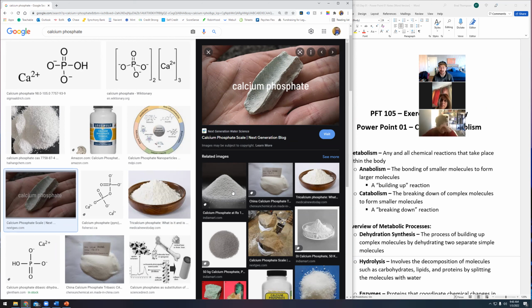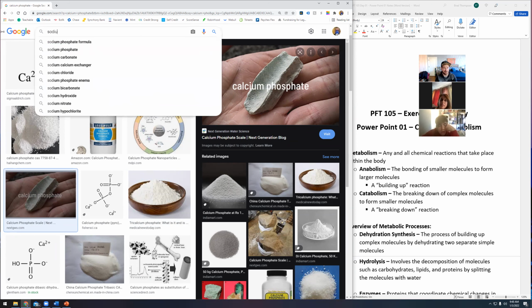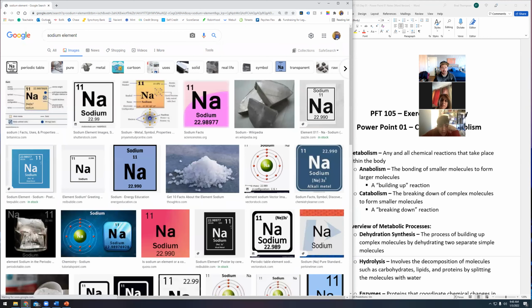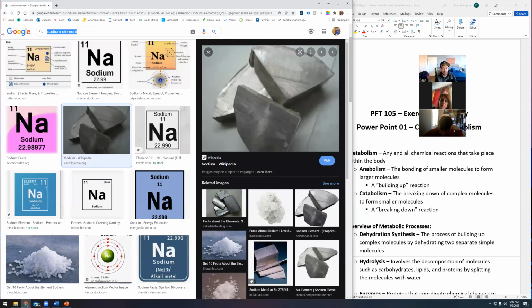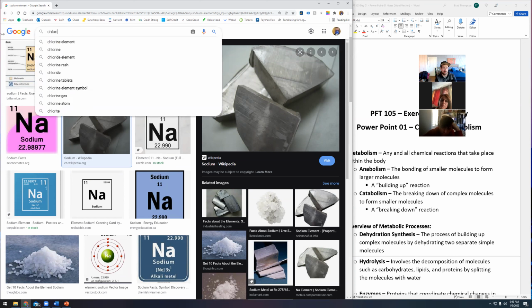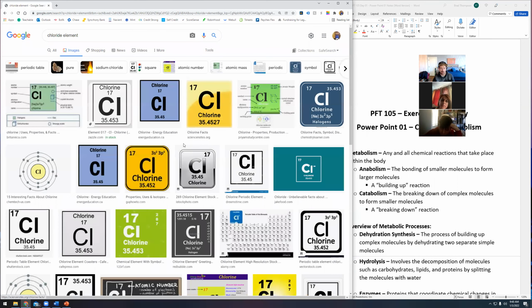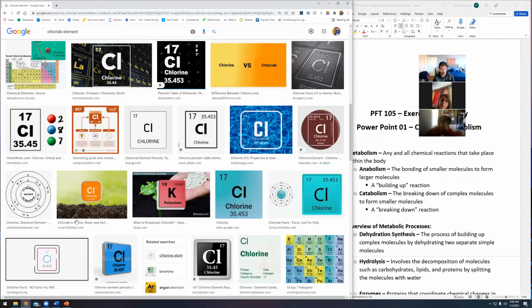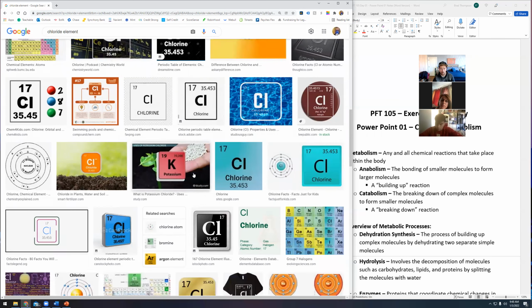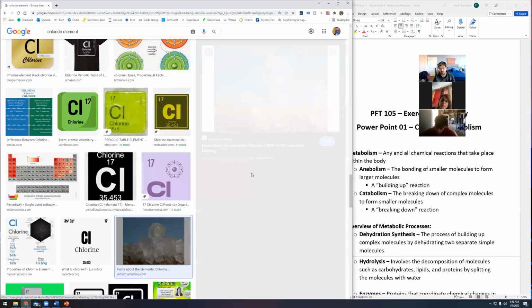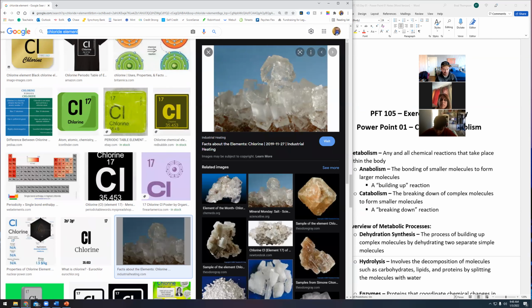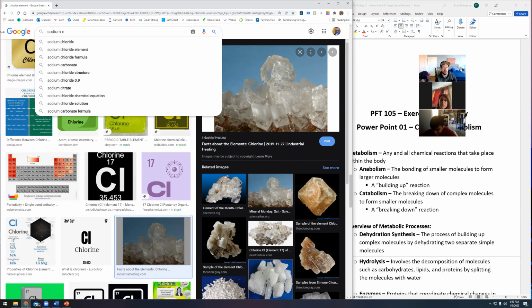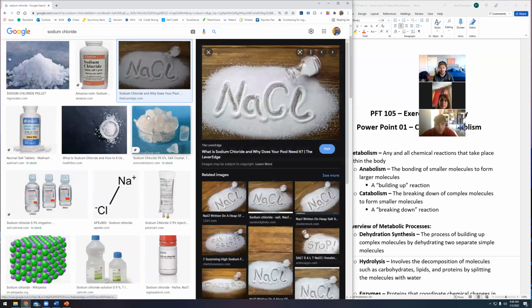You need those. Sodium, potassium, right? Sodium is an element, looks like this. That's sodium. And then you've got chlorine. Chloride looks like this. If I can find a picture. Come on. There we go. Kind of looks like that. And if you put sodium and chloride together, you know what that looks like? Table salt. Oh my God. So that is sort of the inorganic stuff.